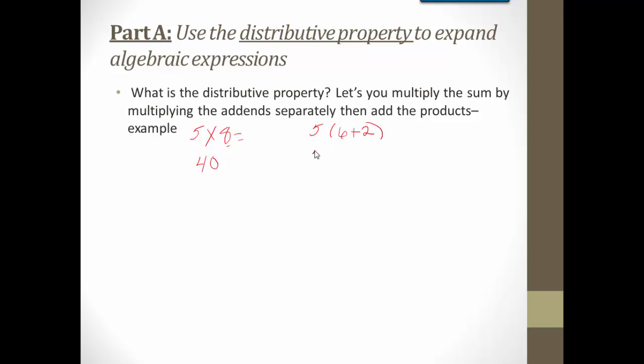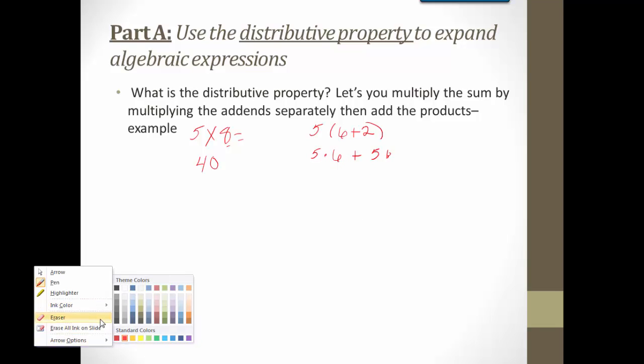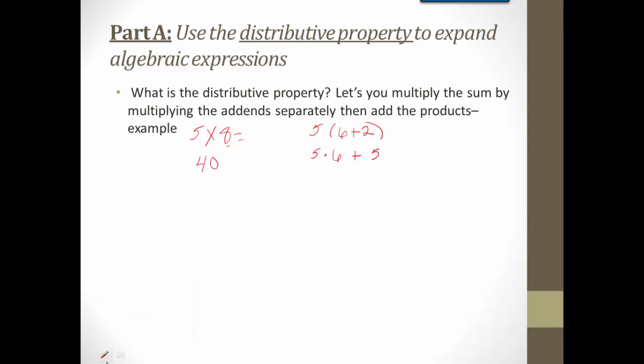So I can say 5 multiplied by 6 plus 5 multiplied by 2. I want to put that pesky multiplication sign. This would be 30 plus 10 equals 40. So it both equals the same. This is easier using the distributive property when you start getting into larger numbers that you're multiplying.